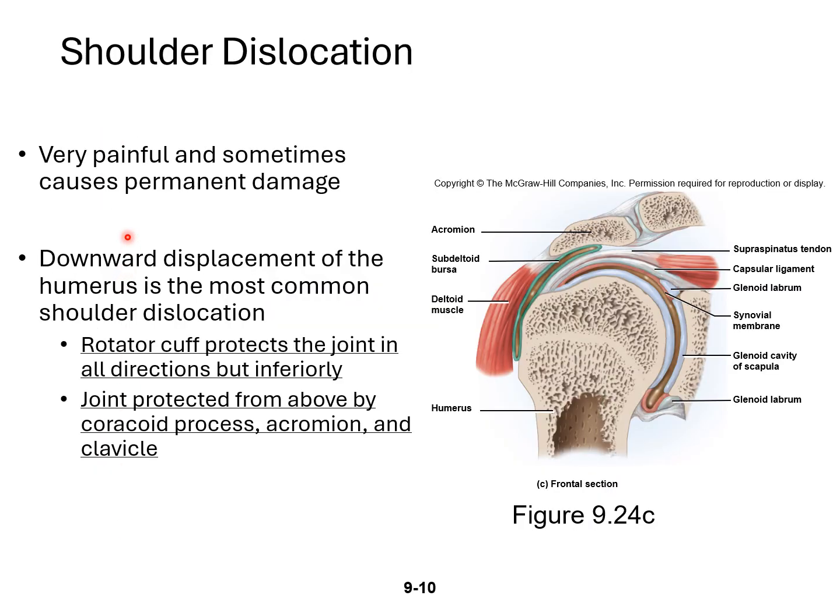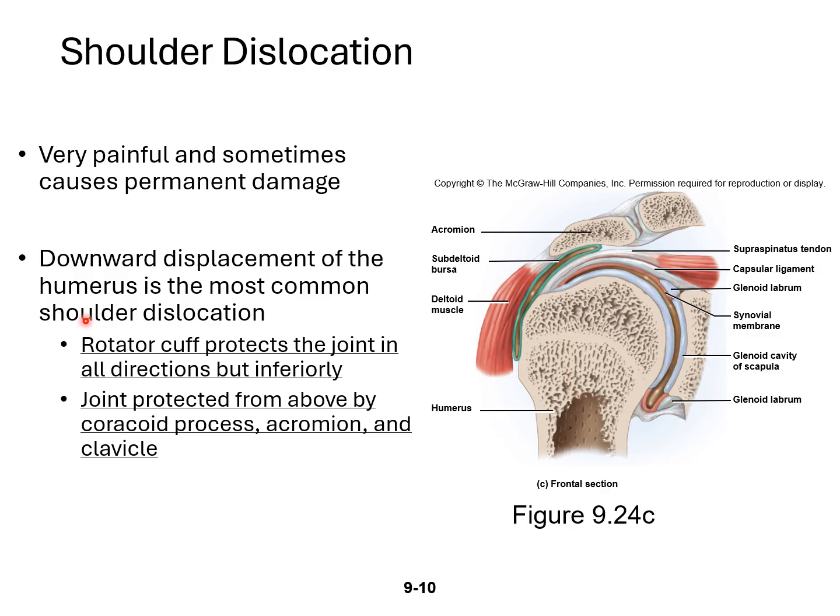And then very painful, sometimes causes permanent damage, which I mentioned. Once it happens, it happens a lot. And then downward displacement of the humerus is the most common shoulder dislocation. I showed it to you on the other slide so you could see structurally that all of the structures are attached up here. Nothing's attached down here.